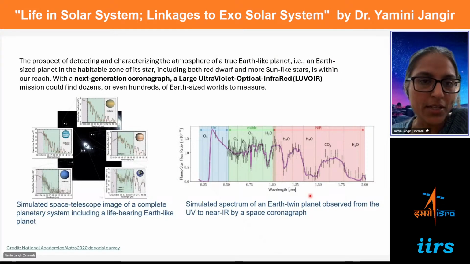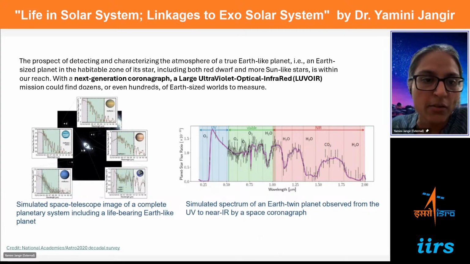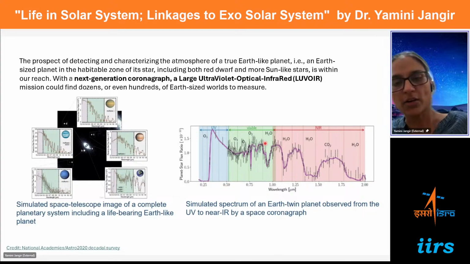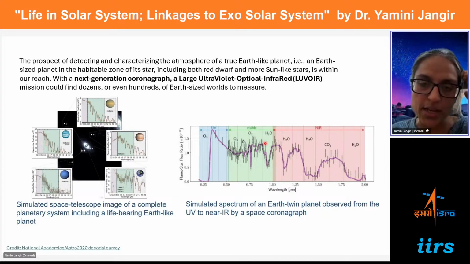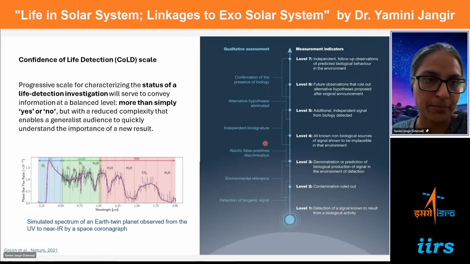So NASA is again sending a large UV optical infrared instrument to identify various planetary systems and their absorption and transmission spectra, and to figure out what kind of atmosphere might be present in the planets, and whether it can be habitable or whether there can be any life in the system.